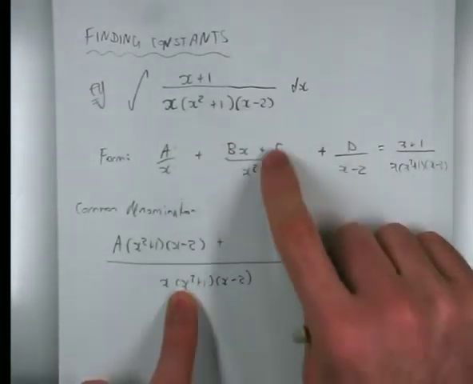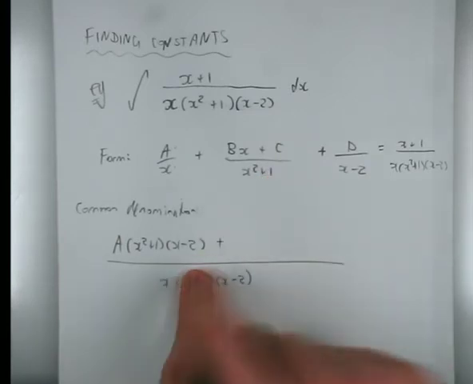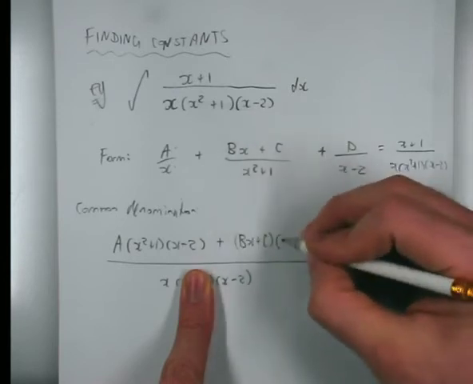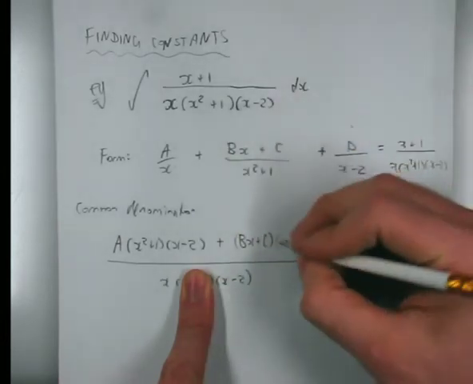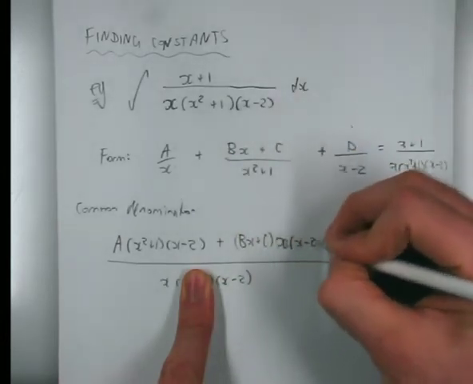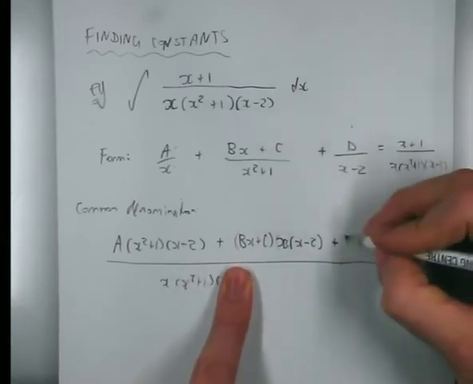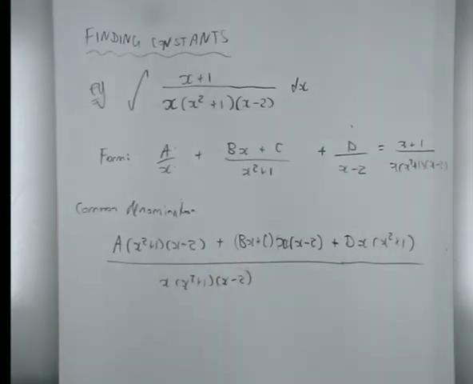Okay, and the next step is this one, it has the x squared plus 1 already, so I'm going to have to multiply by whatever's left. And the D already has the x minus 2, so it's going to have to be multiplied by this. And all of that is supposed to be equal to my original integral.